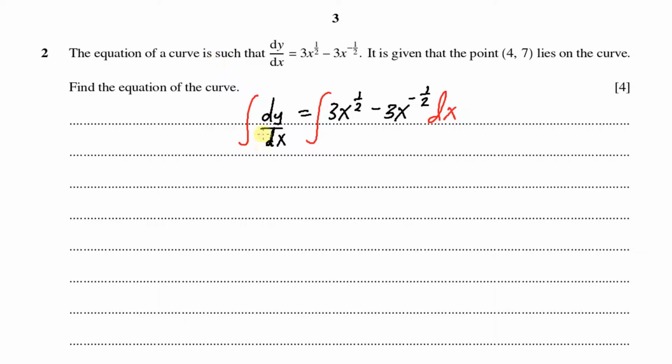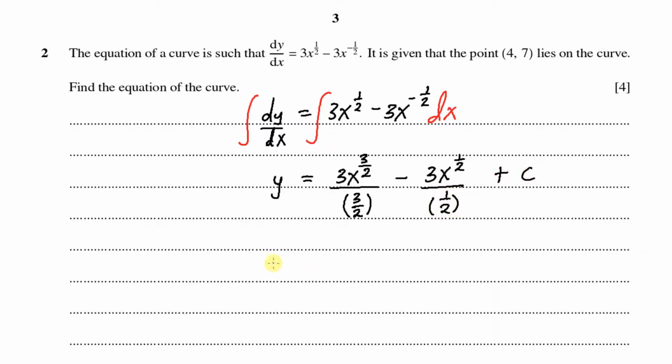So integrating the left side, we will get y. And on the right side, integrating 3x to the power of a half, we'll be having 3x to the power of a half plus 1. That's 3 over 2, and it's all divided by 3 over 2. And then that's minus 3x to the power of minus a half plus 1. That's a half, and it's all divided by a half. And then that's plus c.